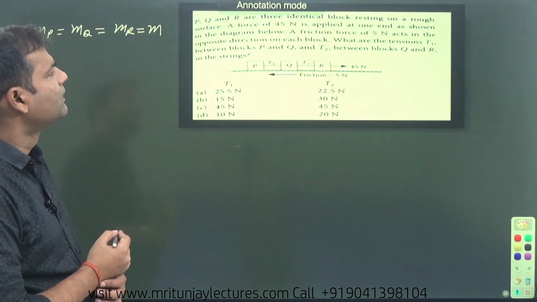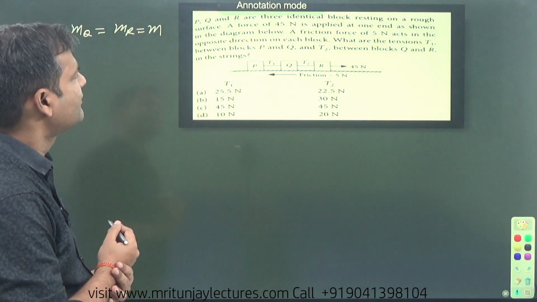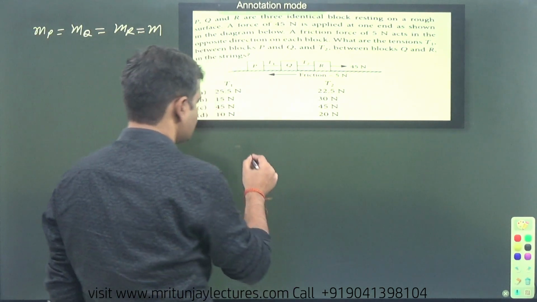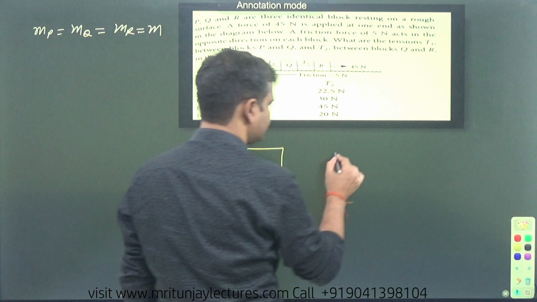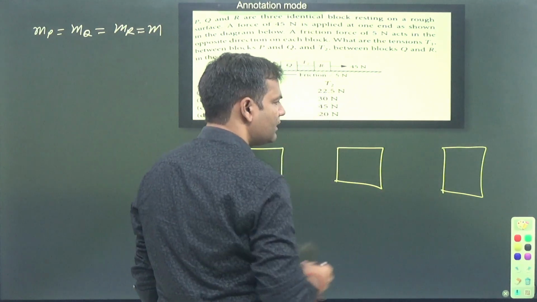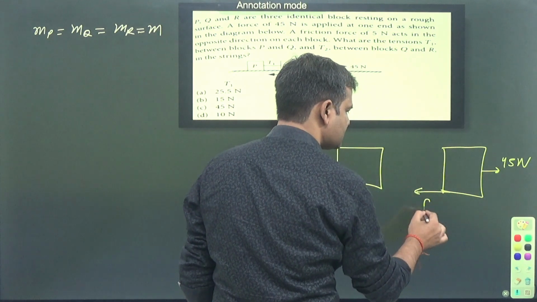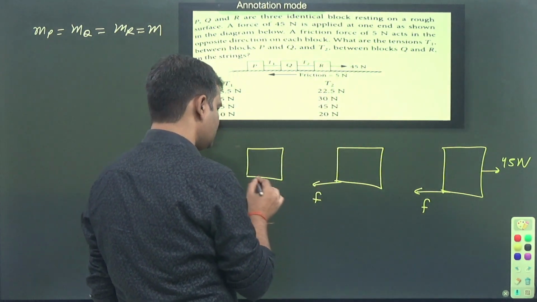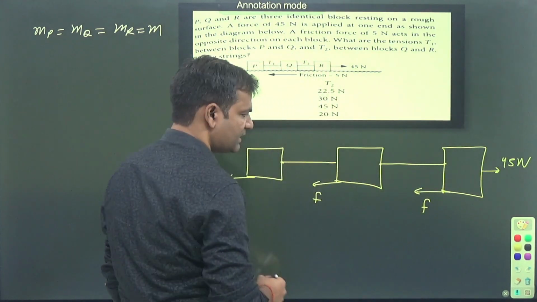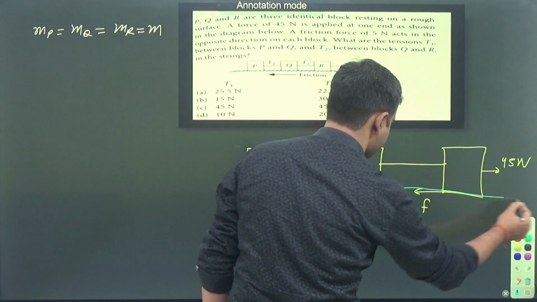The blocks are resting on a rough surface. A force of 45 Newton is applied at one end in the diagram below. So first of all, make this one and this one. Here the applied force is 45 Newton, frictional force F, and here also F. These are connected like this. Clear?